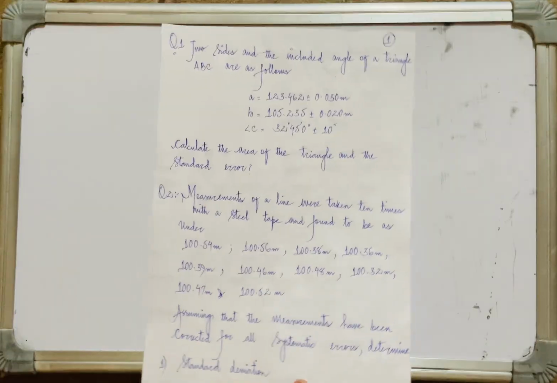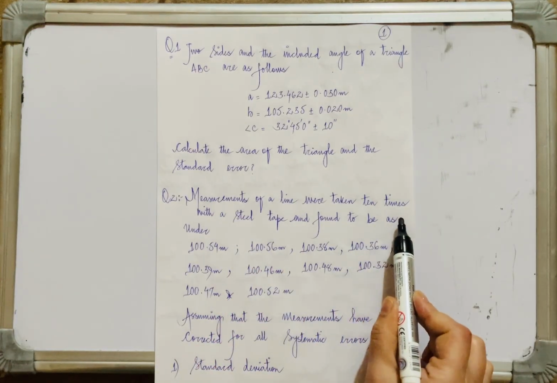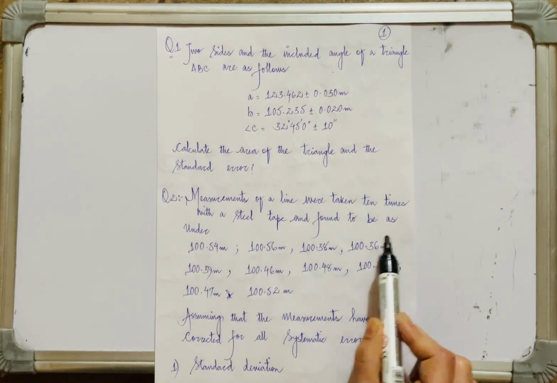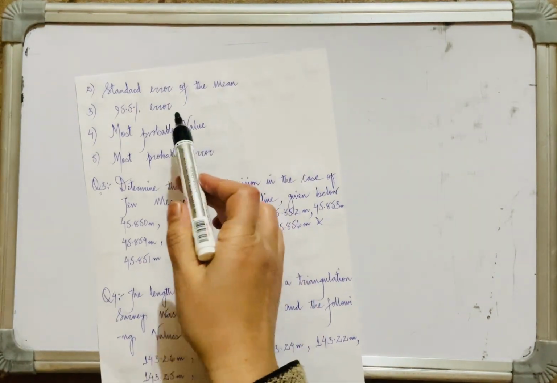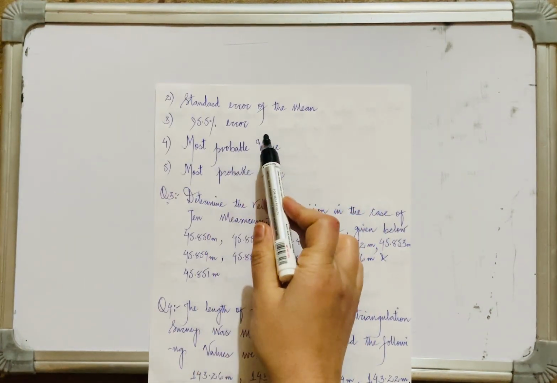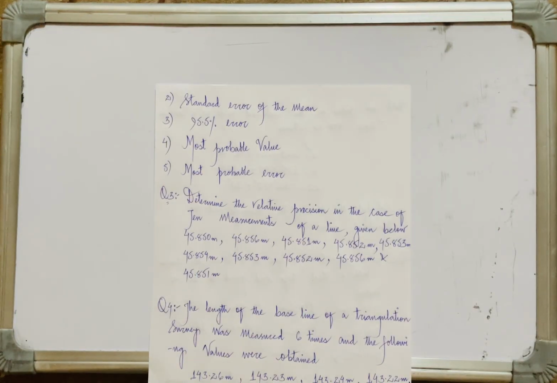Let me read it again for you. Measurements of a line were taken 10 times with a steel tape and found to be as follows. Assuming that the measurements have been corrected for all the systematic errors, we have to determine the standard deviation, the standard error of the mean, 95.5% error, most probable value, and the most probable error. All right, so let's do this question.